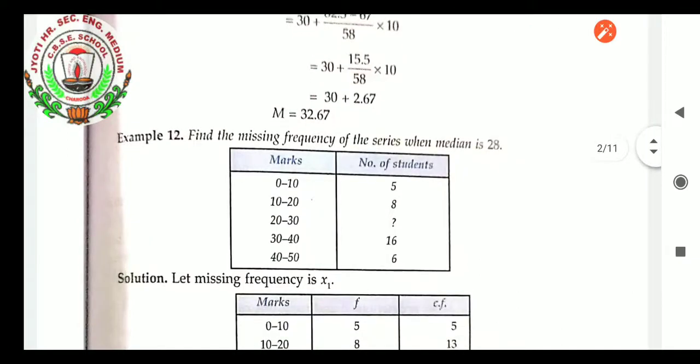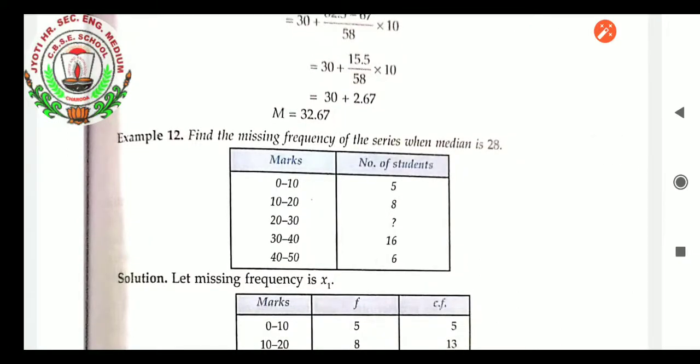After substituting, we had m equals 82.5, c equals 67, f equals 58. The frequency of that class was 58. L1 was 30. The class difference, 10 to 20, 20 to 30, 30 to 40: how much difference is it? 10. So the difference is 10. Okay, now we will solve the question. Now how much did m come? 32.67. So this is the median, students.